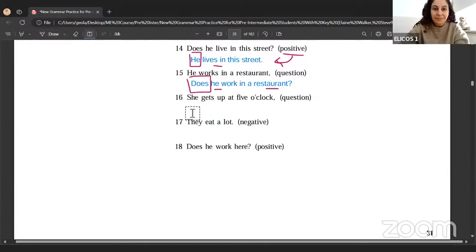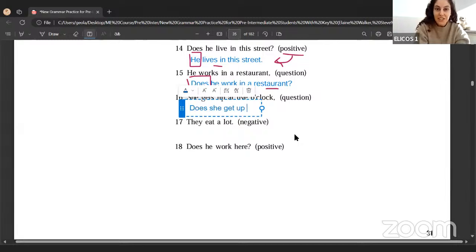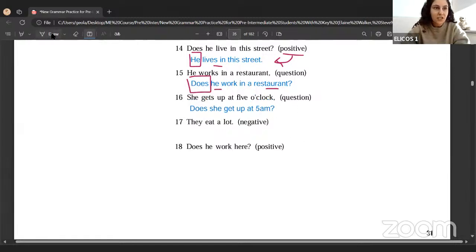16. She gets up at 5 o'clock. How do I make it a question? Does she get up? Perfect. Does she get up at 5 o'clock? I'm just going to make it shorter like this, just to show you another way that you can write it. Good question. We start with does. Subject is she.